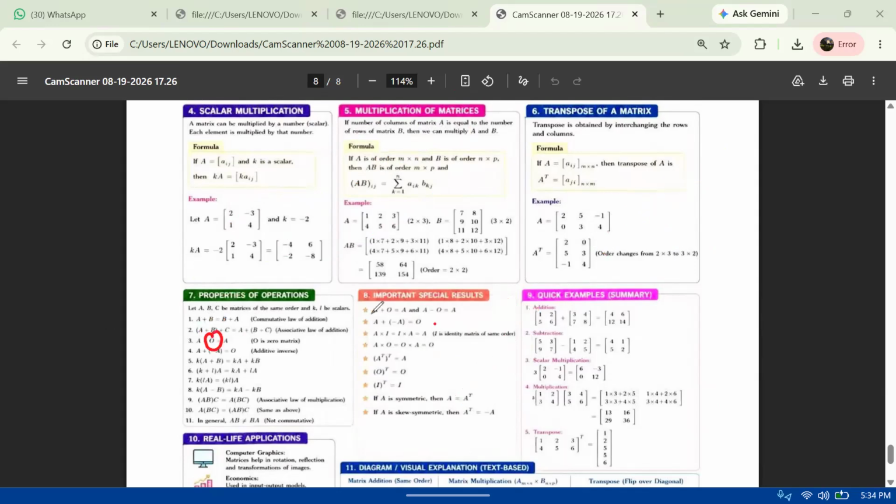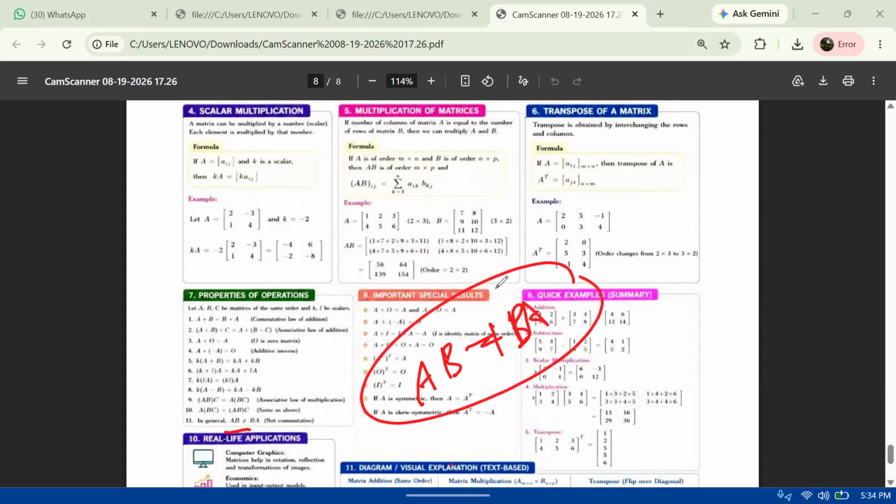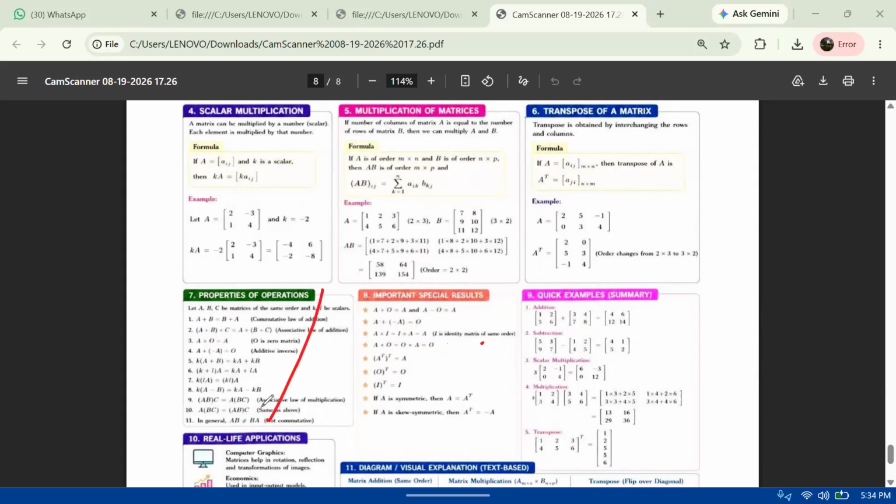Here O means the zero matrix. Zero matrix means that all its elements are zero. So if you add any A with zero, you get the same matrix A. If you add A with minus A, you get zero. So these are some properties. You don't need to understand these properties. But here, in matrices AB is not equal to BA. So in matrices you can say that the commutative property does not hold for multiplication. But this is not as important for you, and this is also not as important for you.